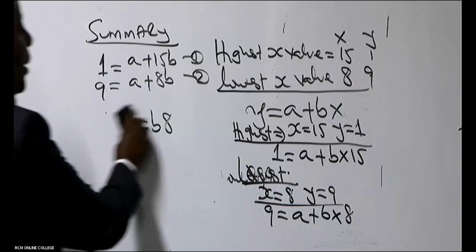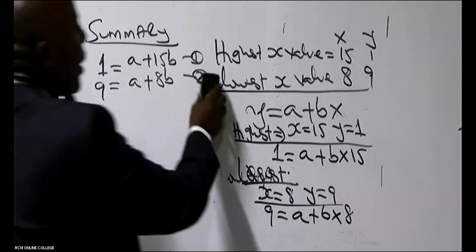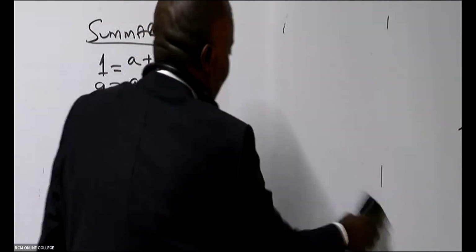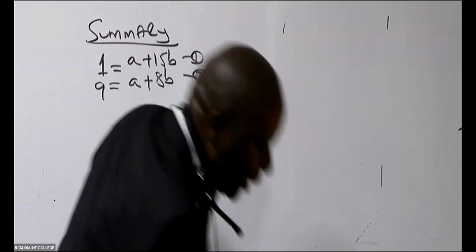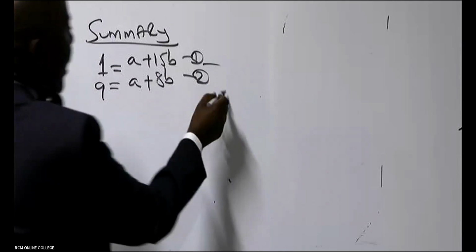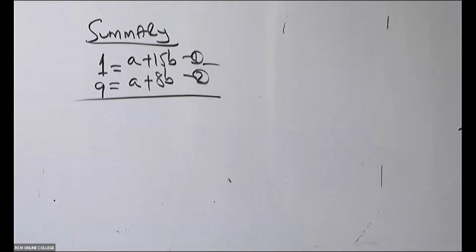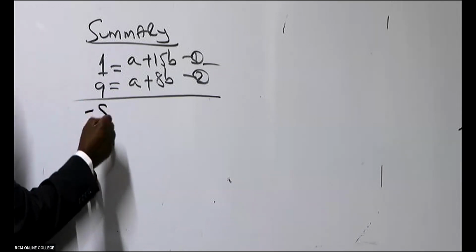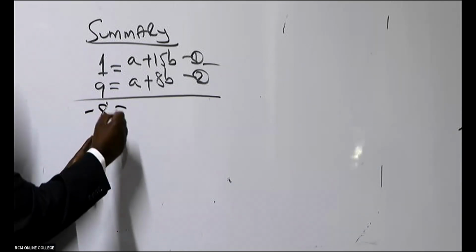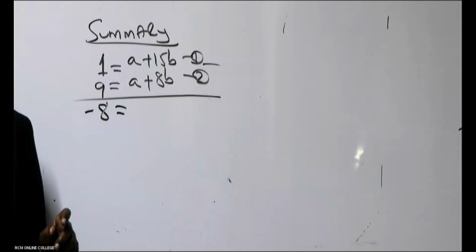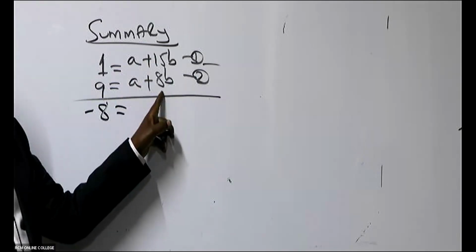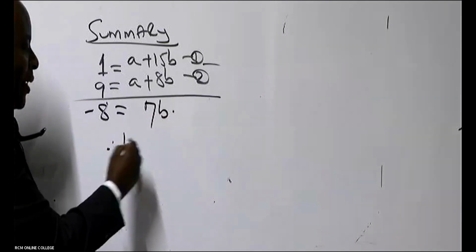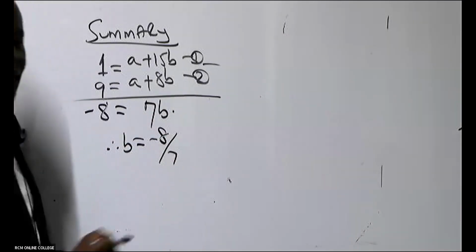Then, ladies and gentlemen, what shall I do right away? I will come, my good students, and eliminate a through subtraction. We are doing simultaneous equations. So 1 minus 9 gives me minus 8, equals a, and a subtracted disappears. 15b minus 8b gives me 7b. Therefore, b will be minus 8 divided by 7.